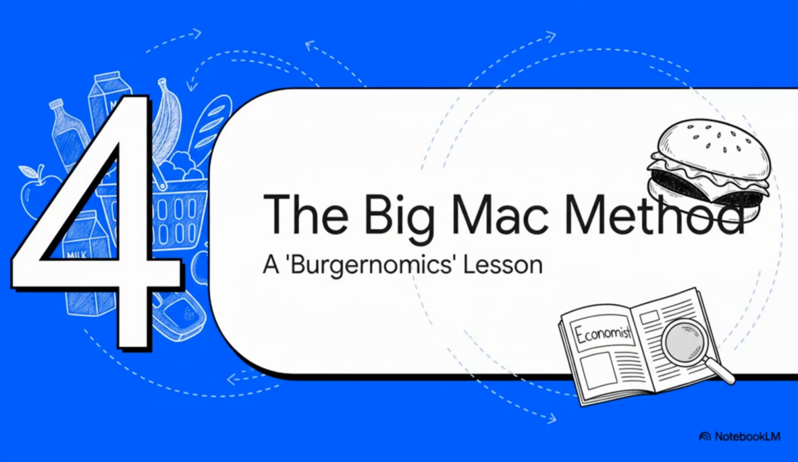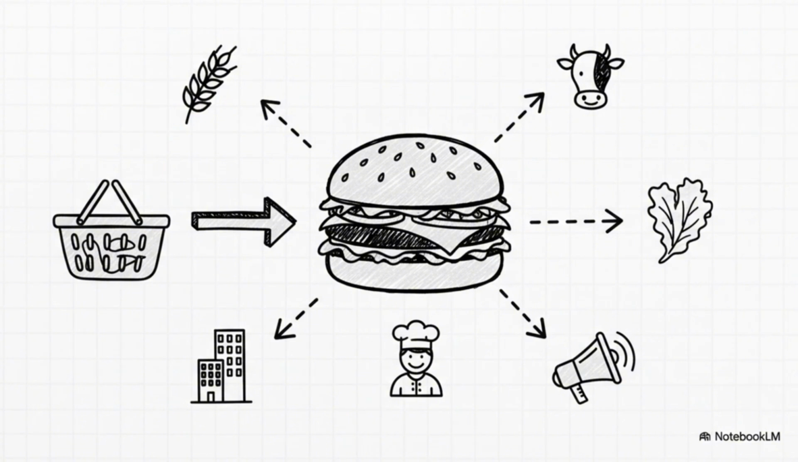As you can probably imagine, pricing a 3,000-item basket of goods is a monumental task. So to make this whole concept a lot easier to digest, The Economist magazine created a brilliant and honestly kind of fun shortcut known as the Big Mac method. Yep, welcome to the world of Burgonomics.